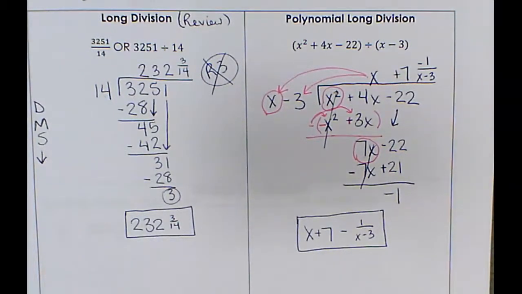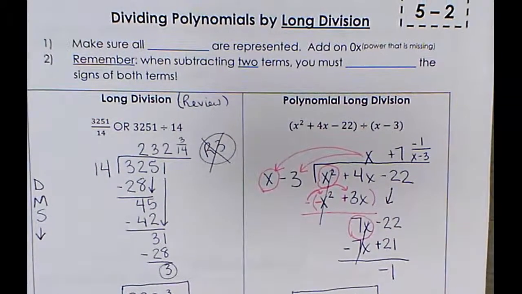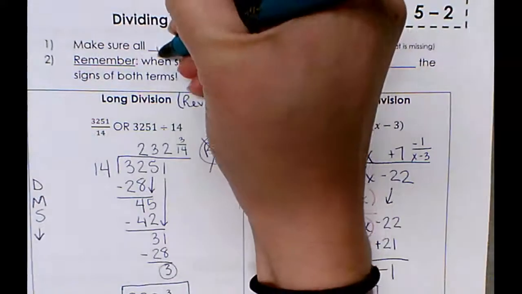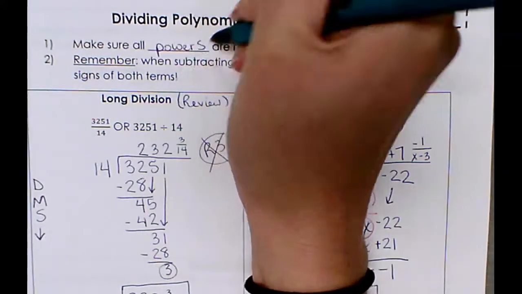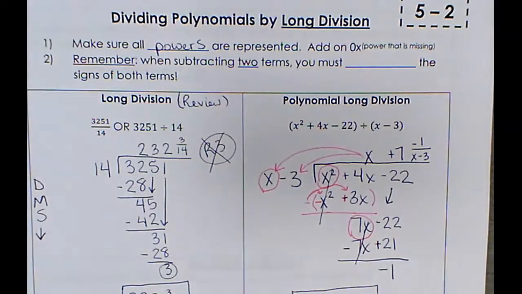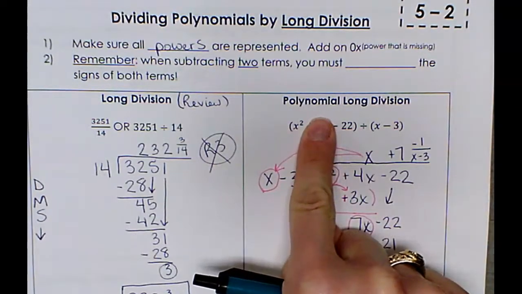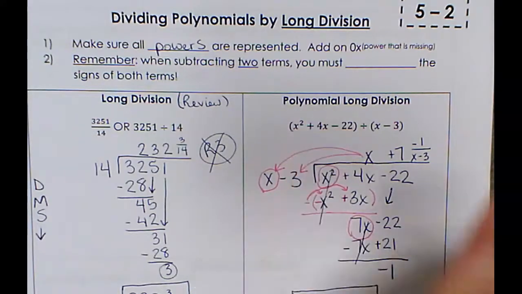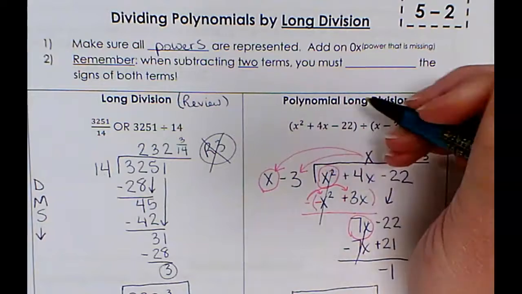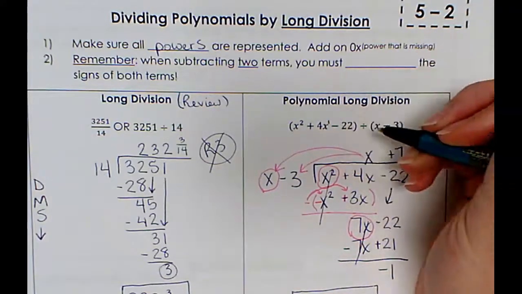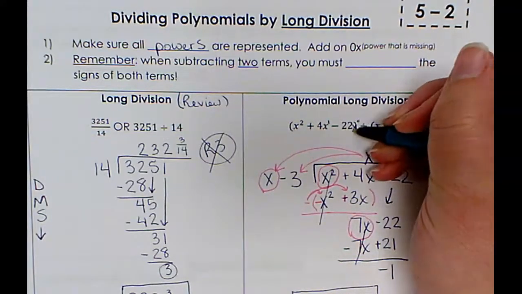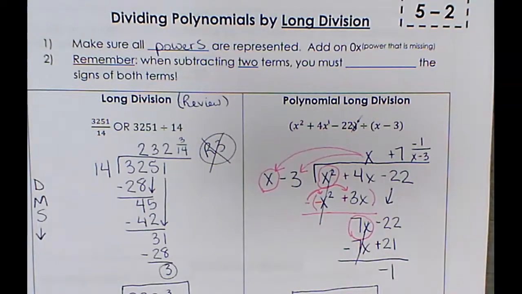So I'd like to go back up to the top just to fill in a couple of the steps. When you're dividing polynomials with long division, make sure that all powers are represented. It talked about that in the video. For example, if we went straight from an x squared term to the minus 22, we would have to insert 0x in here, because I need to go from x to the power of 2 to a term with x to the power of 1 to a term with x to the power of 0, which is just 1. We know that from our exponent rules.